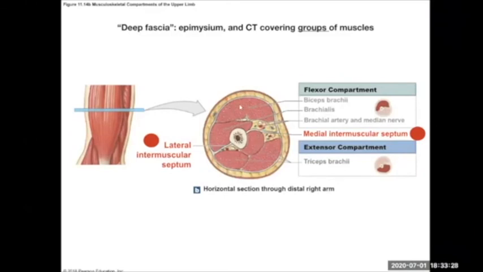I kind of mentioned it before. Here's your biceps brachii. Here's your brachialis, right? These are both on the anterior compartment on the front of your humerus right here. And they're forming a flexor compartment. So they're all bundled up together, even though they each have their own individual muscles, their own individual epimysium. There's also this deep fascia right here that's surrounding them as well as in between them, right? And then you've got an extensor compartment on the posterior side, combining the three regions of your triceps. So your deep fascia is another connective tissue role covering these groups of muscle.